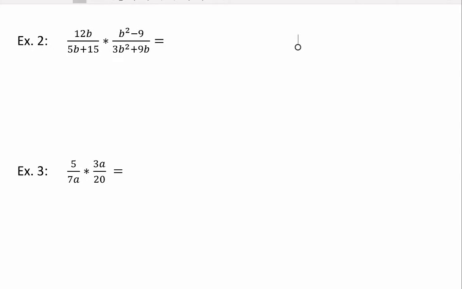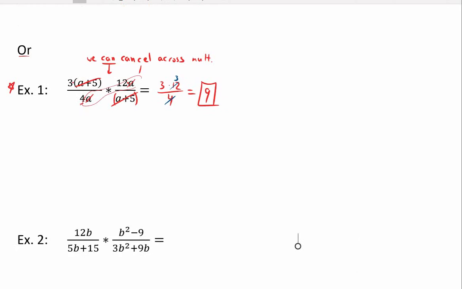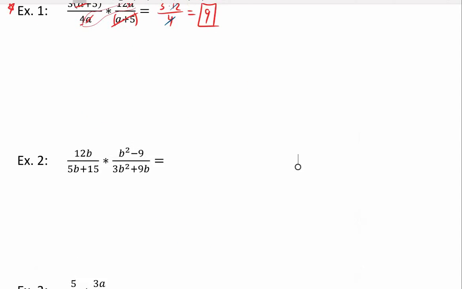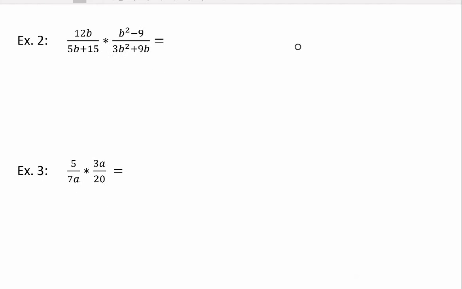Okay, so now that we've learned how to multiply rational expressions, we're going to go ahead and just practice a couple more examples. So let's go ahead and work through these. Maybe pause the video. Try to take a minute on your own to see if you can work through these problems. So go ahead, pause the video for a couple minutes and come back in 2 or 3 minutes.